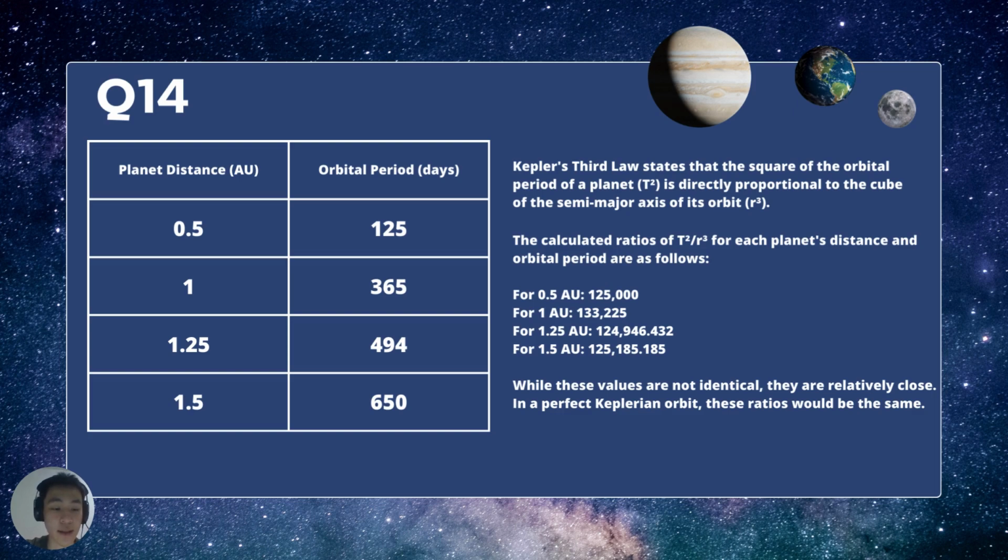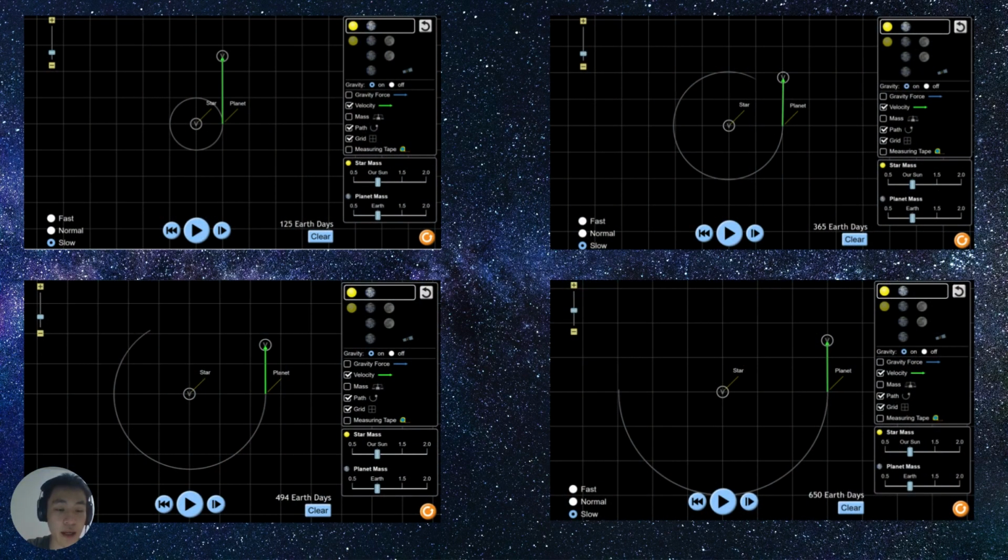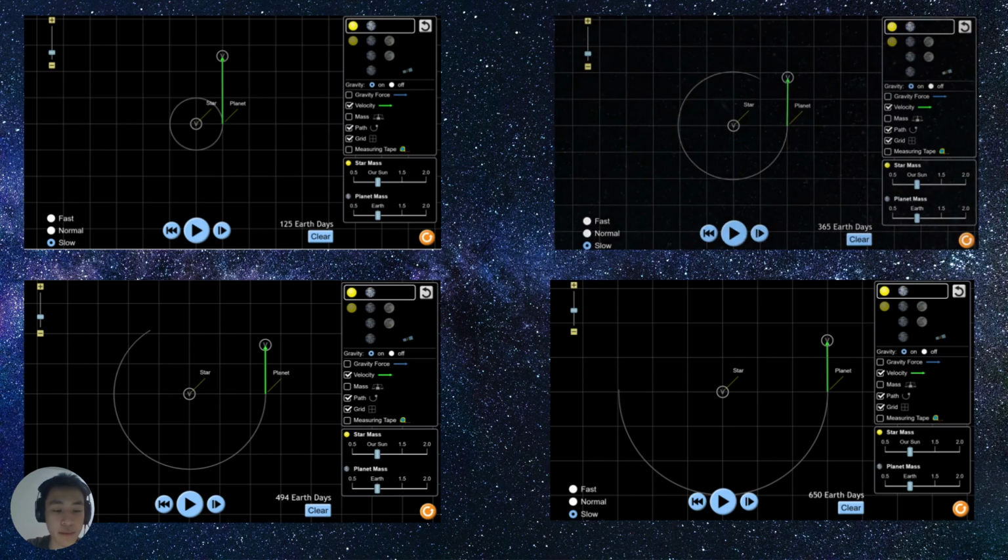The question asks us whether they follow Kepler's third law. I would say yes. After I calculated the ratio of the planet distance and the orbital period, I put it on the right side. As you can see, these numbers are very close. So I would say they follow Kepler's third law. And here I listed the four screenshots of different AU.